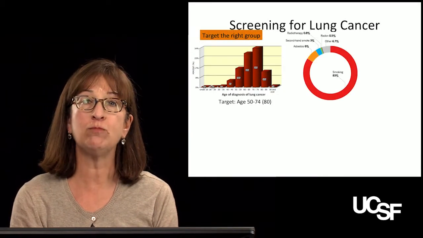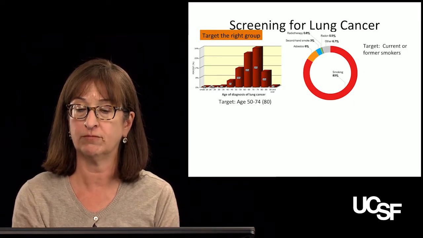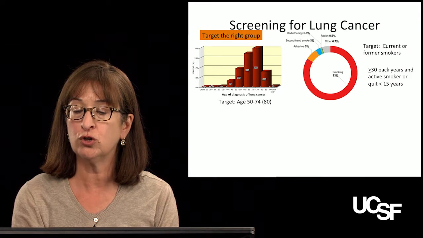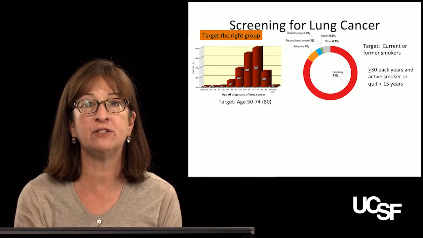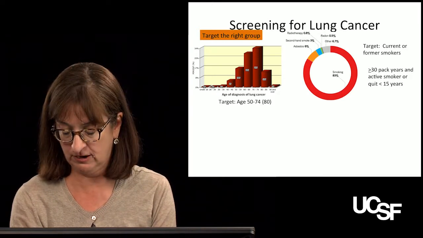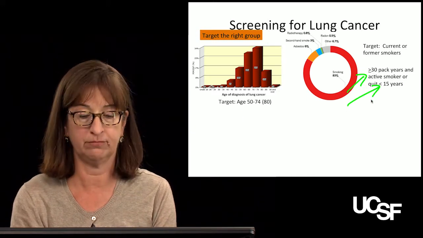And again, knowing that smoking is the highest risk factor, we would want to target smokers or former smokers. Now, that means we currently target patients who have smoked more than 30 pack years. So that's 30 years of 1 pack a day or 15 years of 2 packs a day, anything that comes up to 30, greater than or equal to 30 pack years. And either active smokers or those who quit but less than 15 years. Remember, if you quit for 30 or 40 years, your risk of lung cancer goes down significantly. So active smokers or those who have recently smoked.